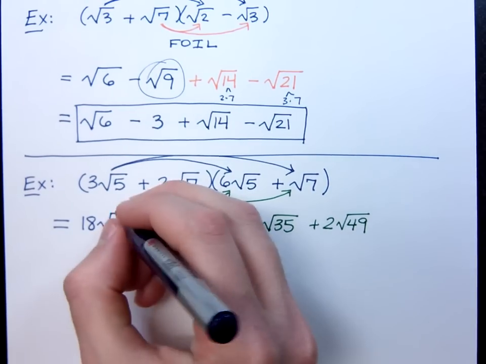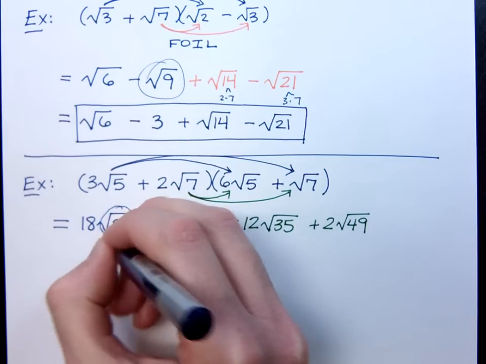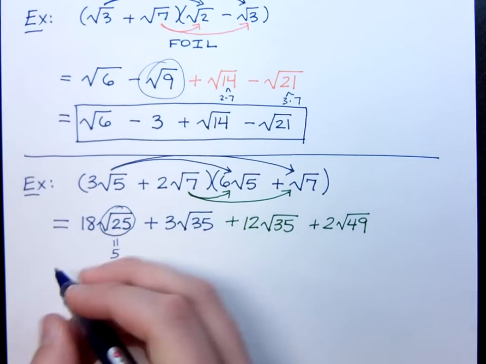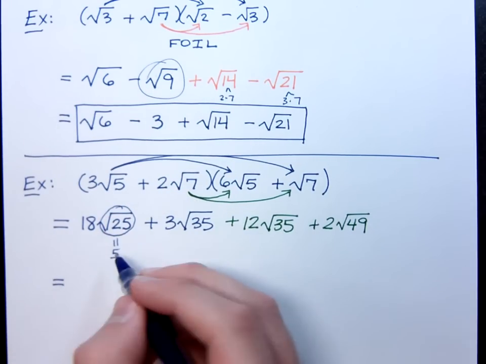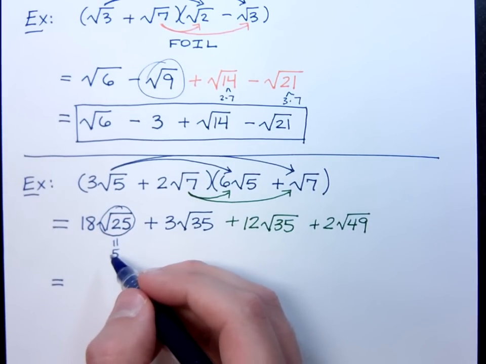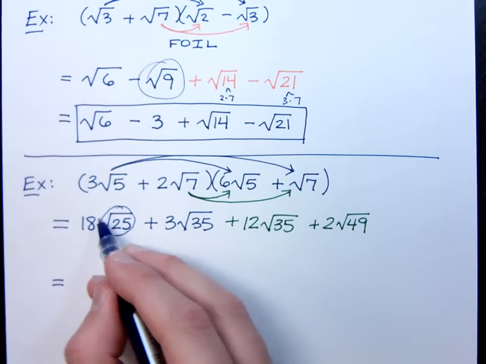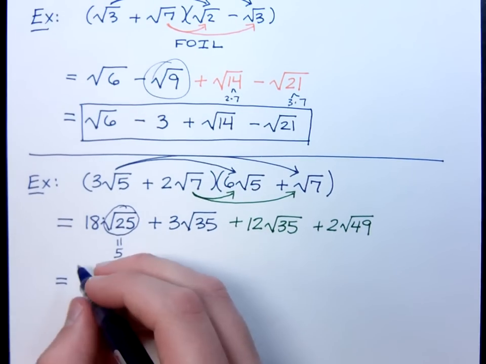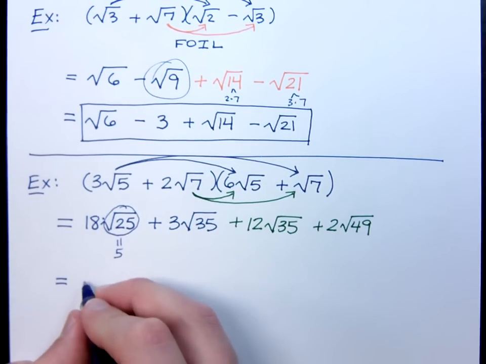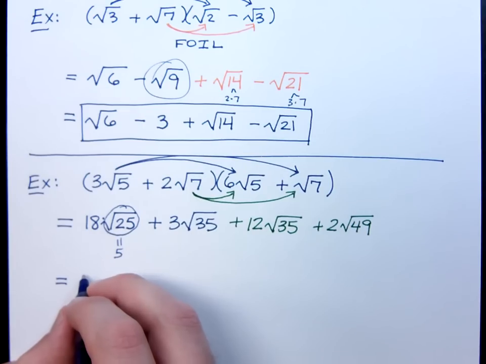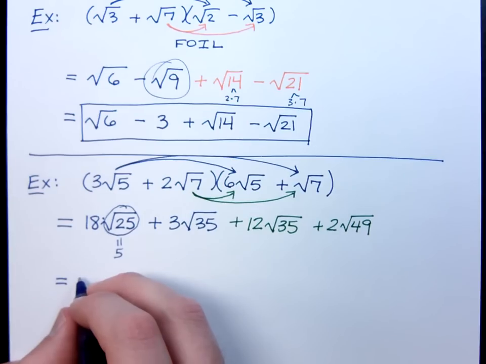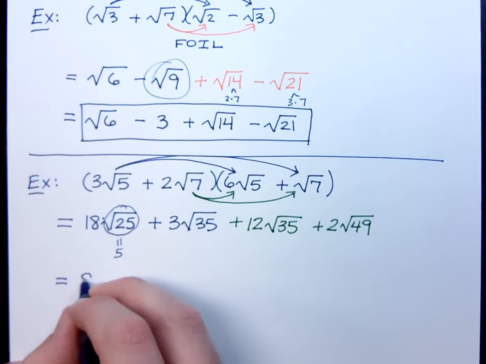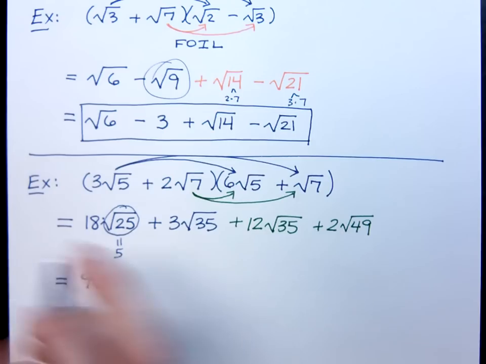We know that the square root of 25 is going to give me what? So what's going to happen with 18 and 5? Is that addition or what? Multiplication. This is multiplication, so what's 18 times 5? 90. If you had 18 nickels, that's like 9 dimes, which is 90.